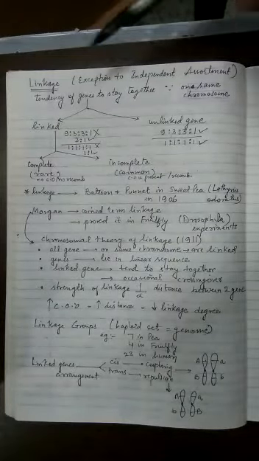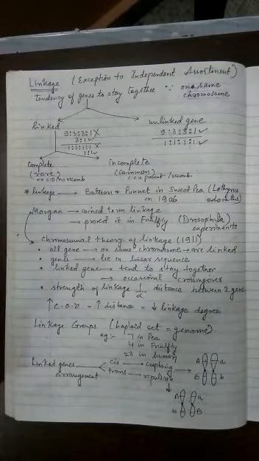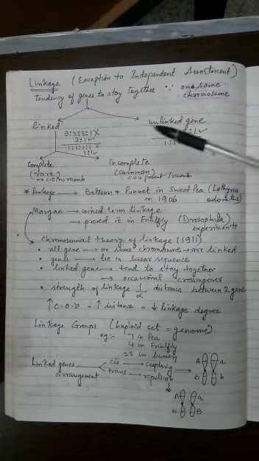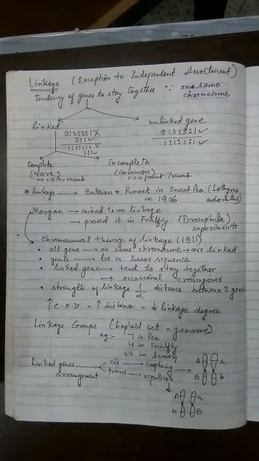So, what is linkage? Linkage is the tendency of the two genes to stay together. And why do they stay together? Because they are present on the same chromosome. Now please remember, genes can be on the same chromosome or they can be on different chromosomes also, because it all depends upon which two characters you want to study.